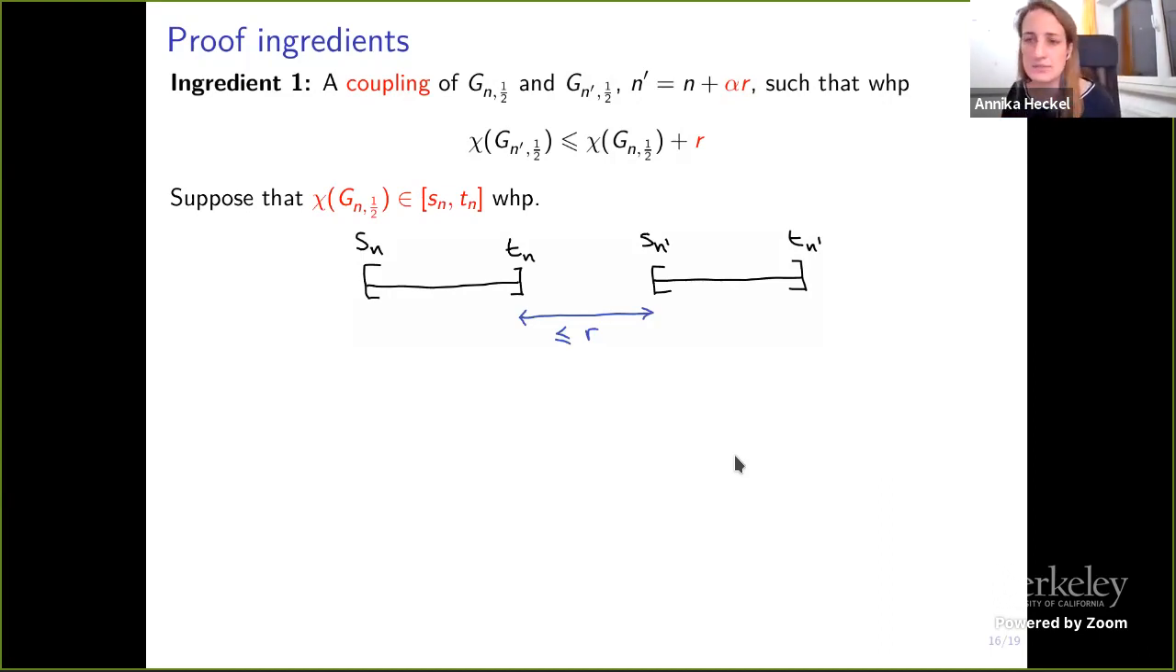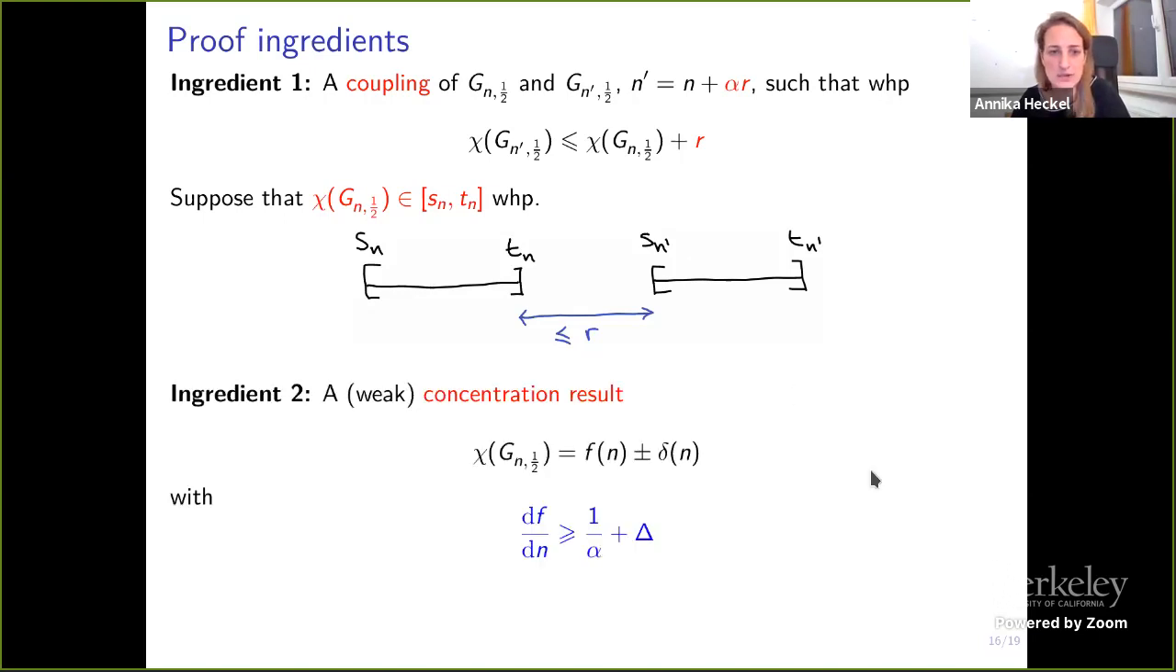The point of this coupling is, if we now assume we have intervals for every n that contain the chromatic number, and we have this coupling, then in particular we know that the distance between the intervals is at most R. Because if we take some instance of G(n, 1/2), where the chromatic number lands in here, and we take the coupled instance of G(n', 1/2), the chromatic number is in here, and this is at most what we get here plus R. So the difference here can be at most R. Okay, so that's the first ingredient.